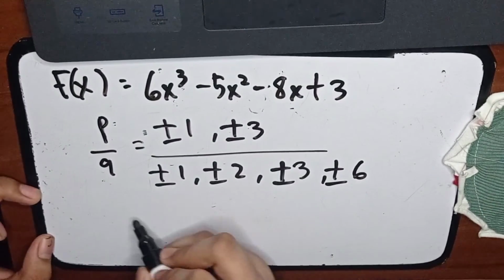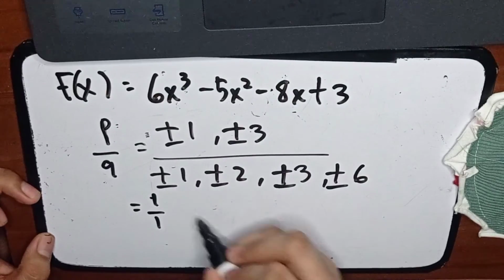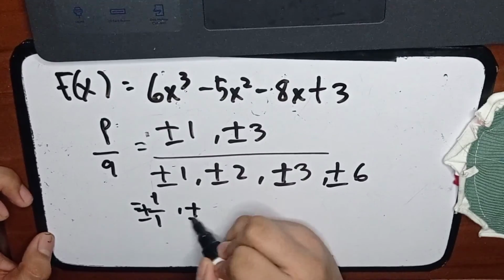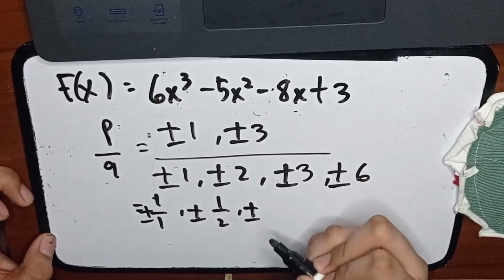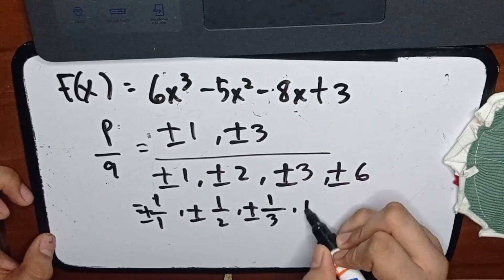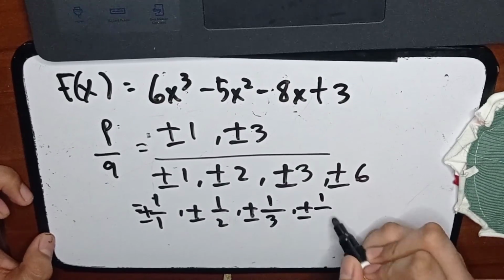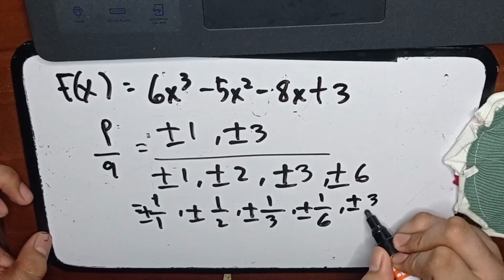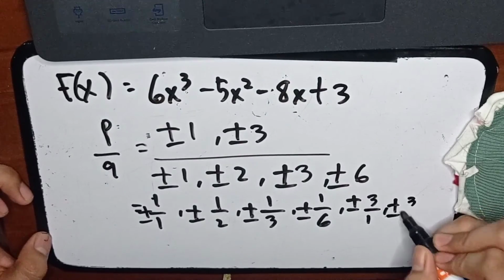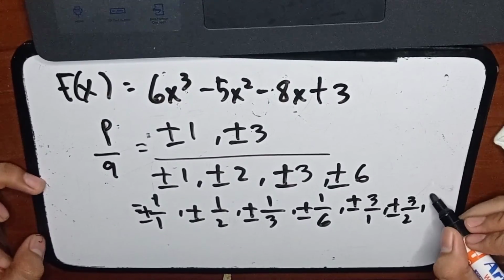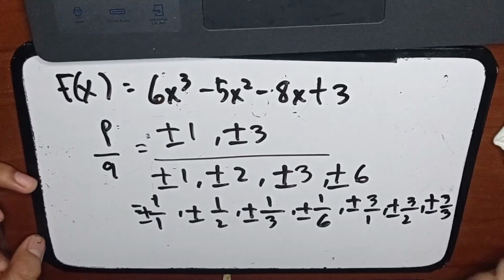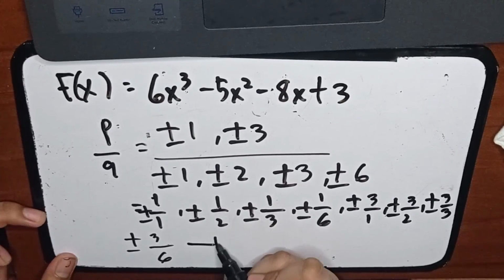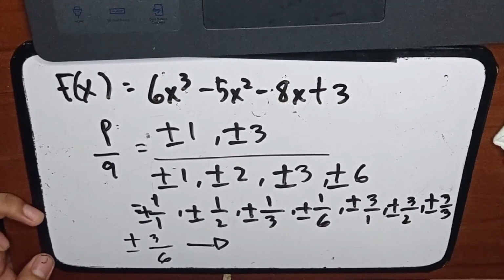So we're just going to simplify it, partner by partner, positive and negative. Positive, negative 1/2, positive, negative 1/3, positive, negative 1/6, and the other way around: positive, negative 3 over 1, positive, negative 3 over 2, positive, negative 3 over 3, and positive, negative 3 over 6. We're just going to simplify this.